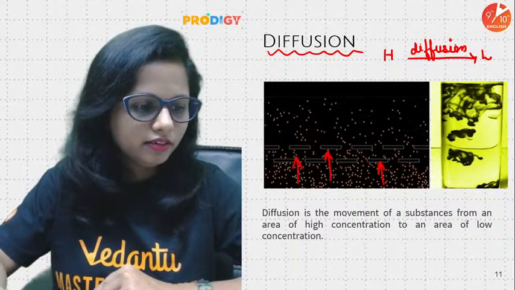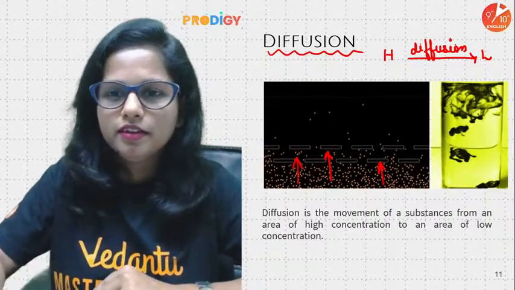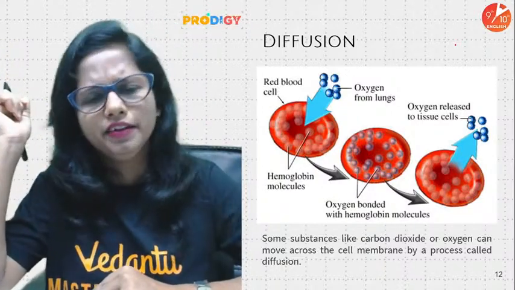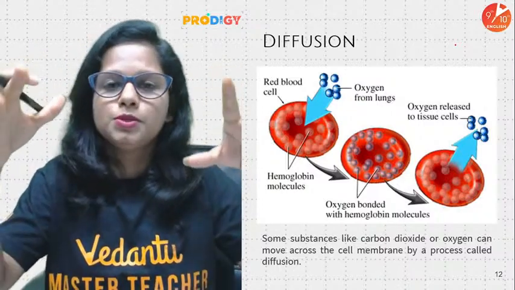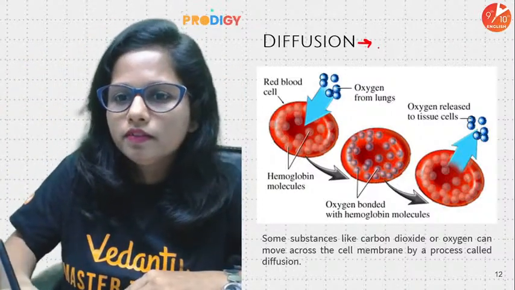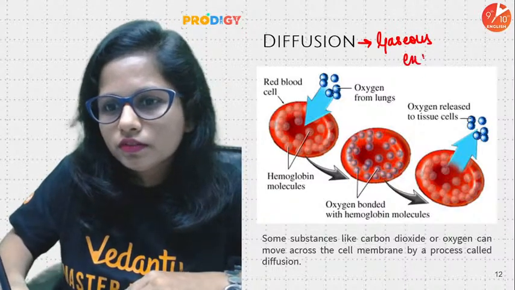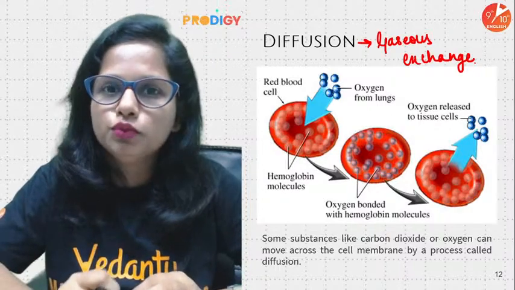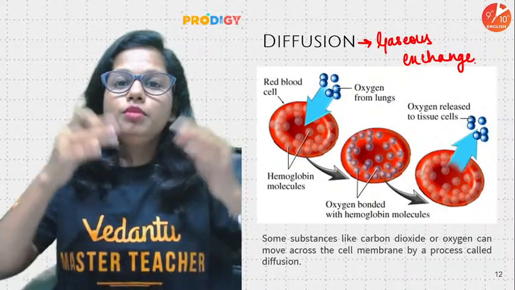Okay? Perfect. Then, now people, the second thing: this diffusion helps majorly in gaseous exchange. So diffusion would actually help in gaseous exchange. For example, we breathe in which gas?